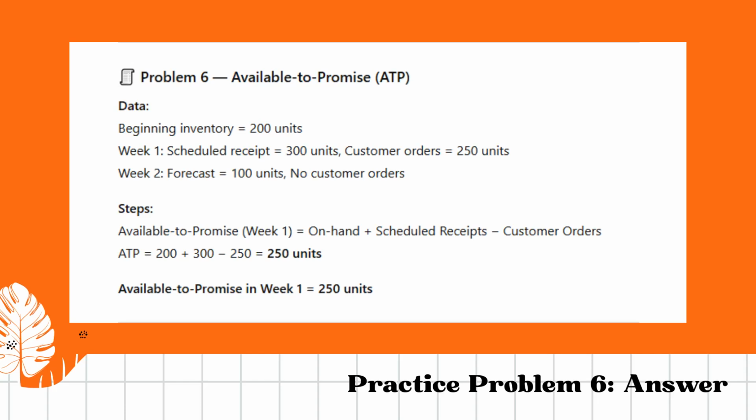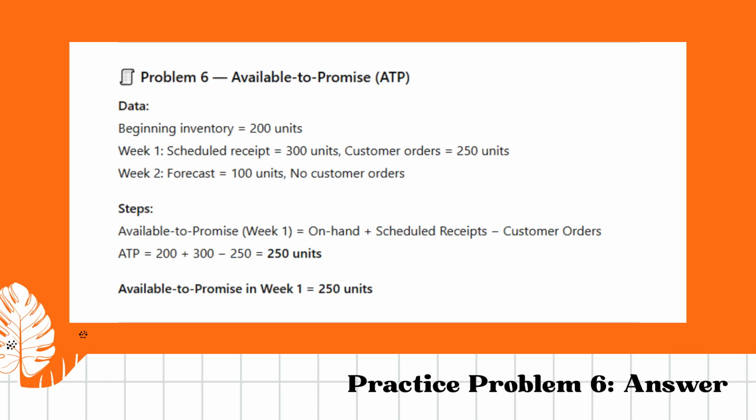Problem 6, available to promise, ATP. Data. The company starts with 200 units on hand. In week 1, there's a scheduled receipt of 300 units and confirmed customer orders for 250. In week 2, there are no confirmed orders yet, only a forecast for 100 units. We need to find how many units are available to promise to new customers in week 1.